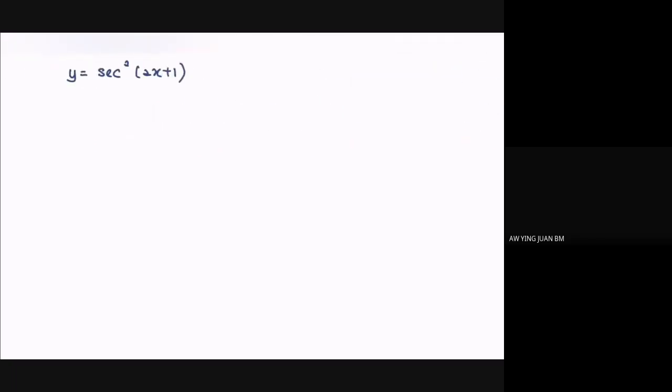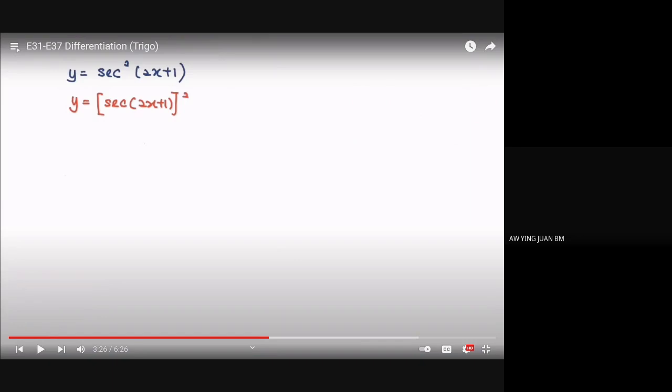Next, we have y equals secant squared (2x plus 1). Kindly modify the situation: y equals secant (2x plus 1) power 2. Differentiate y with respect to x.